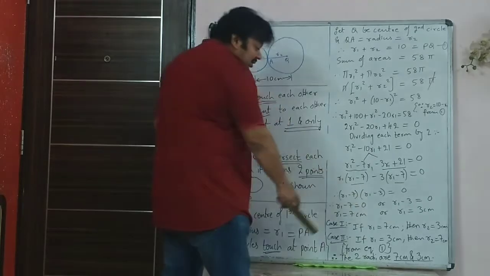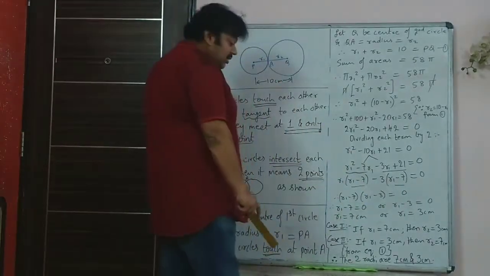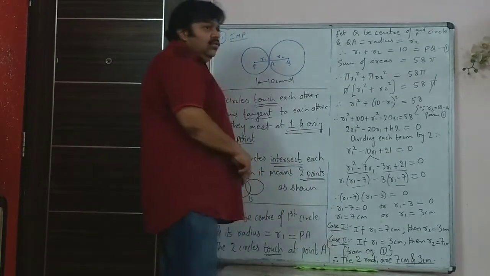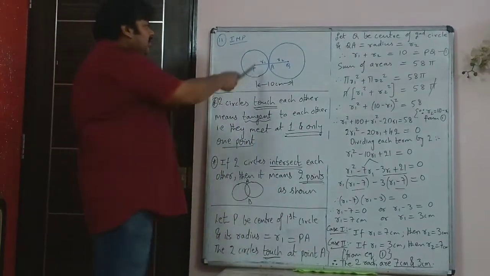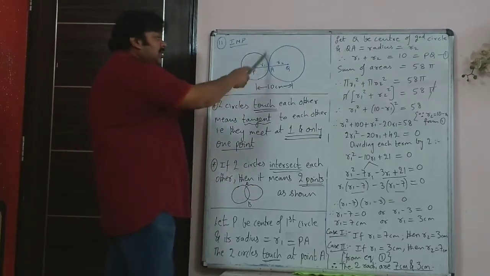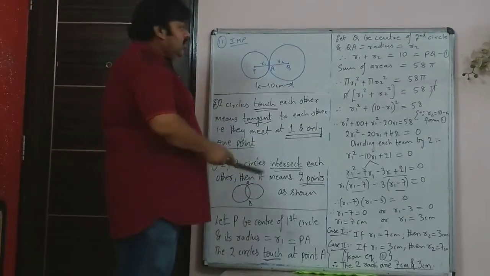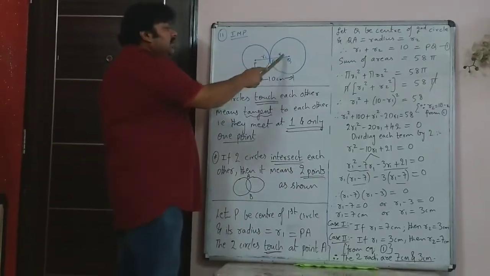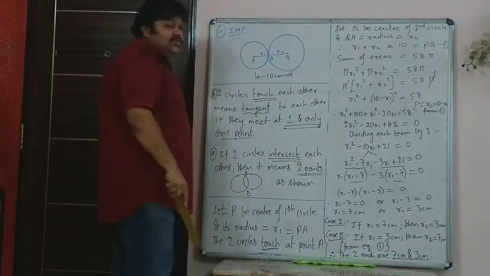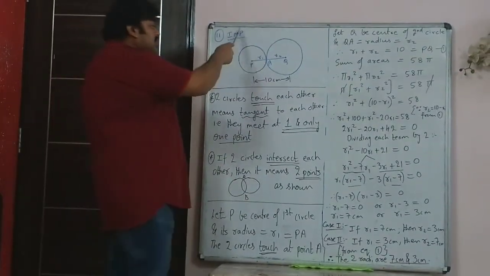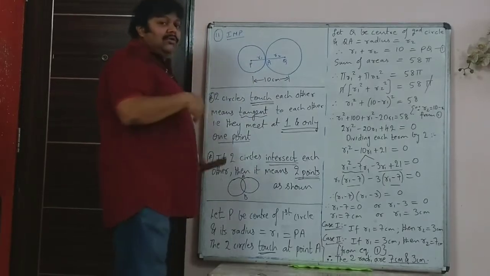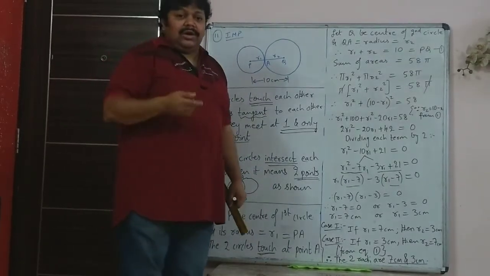R1 minus 7 is 0 or R1 minus 3 is 0. So R1 is 7 or R1 is 3. So you have two cases. This could have been the smaller circle with radius 3, or this could have been the bigger circle with radius 7. So if this is radius 3, then that one will have radius 7, because R1 plus R2 should add up to 10. If this was the bigger circle with radius 7, then the other circle would have been the smaller one with radius 3.